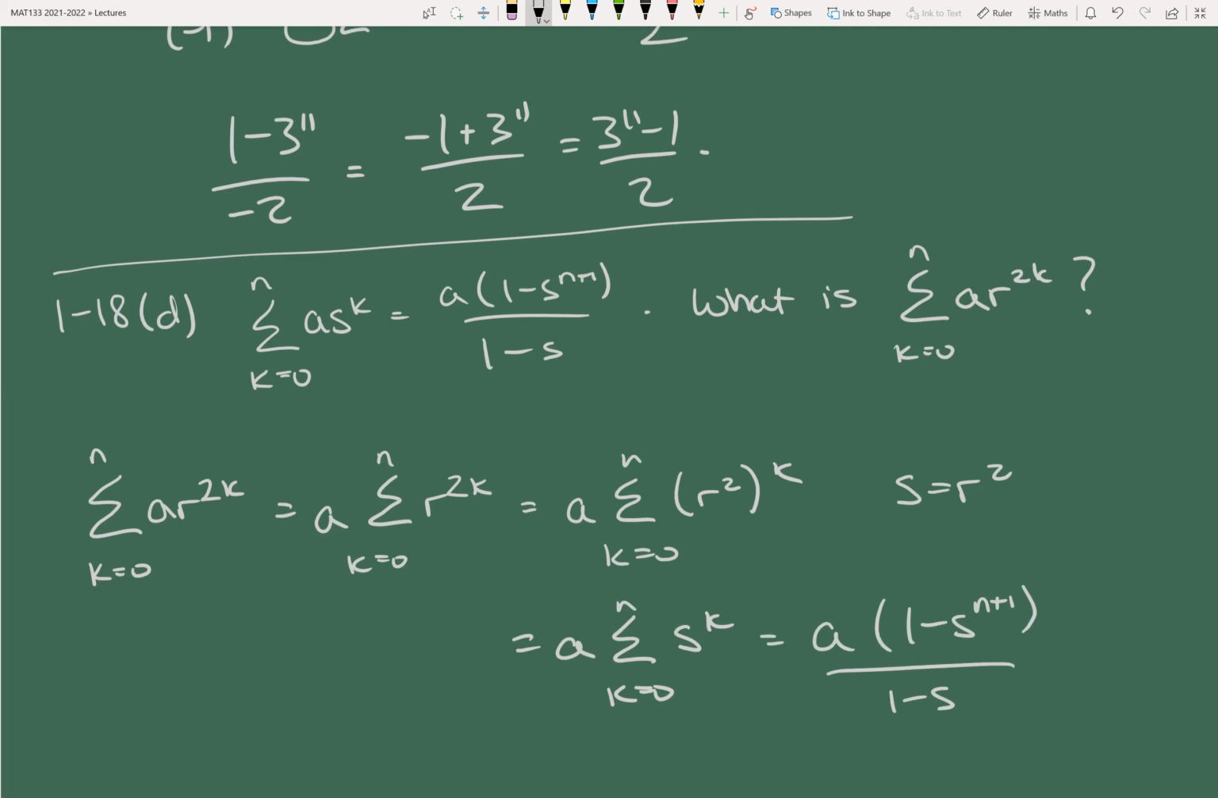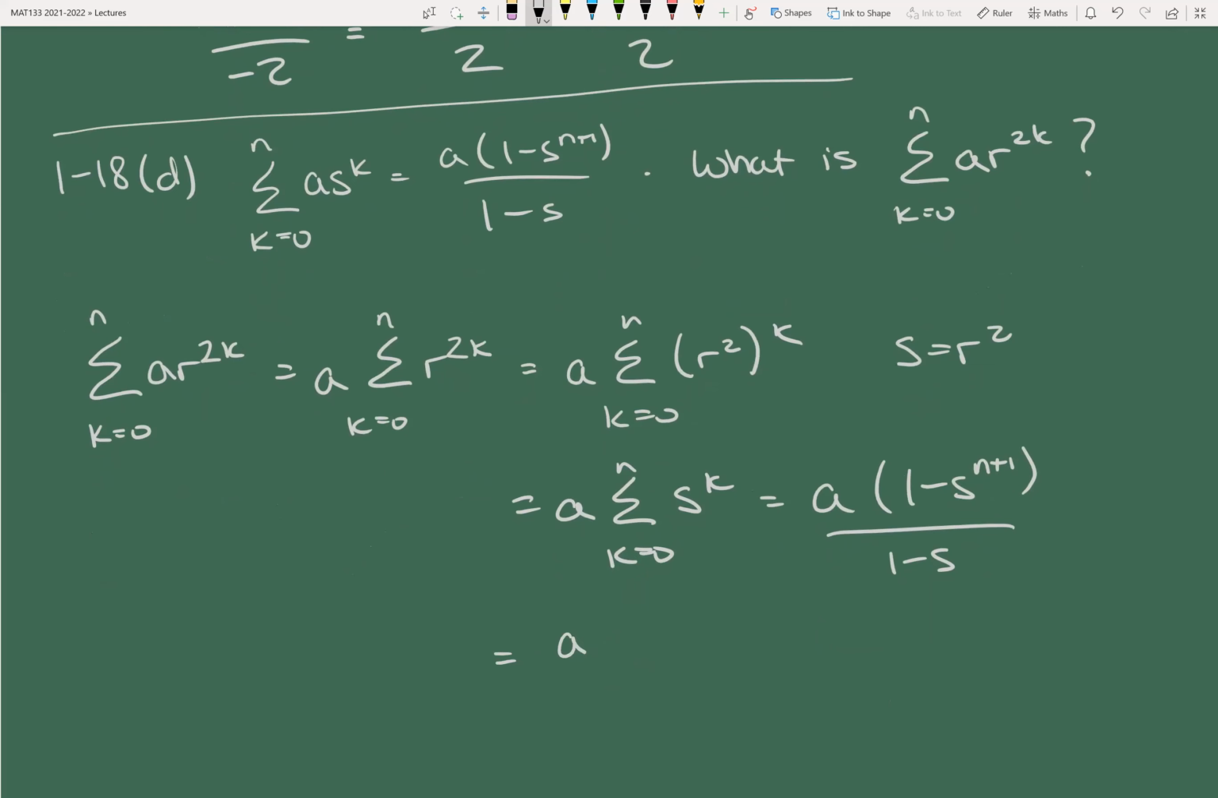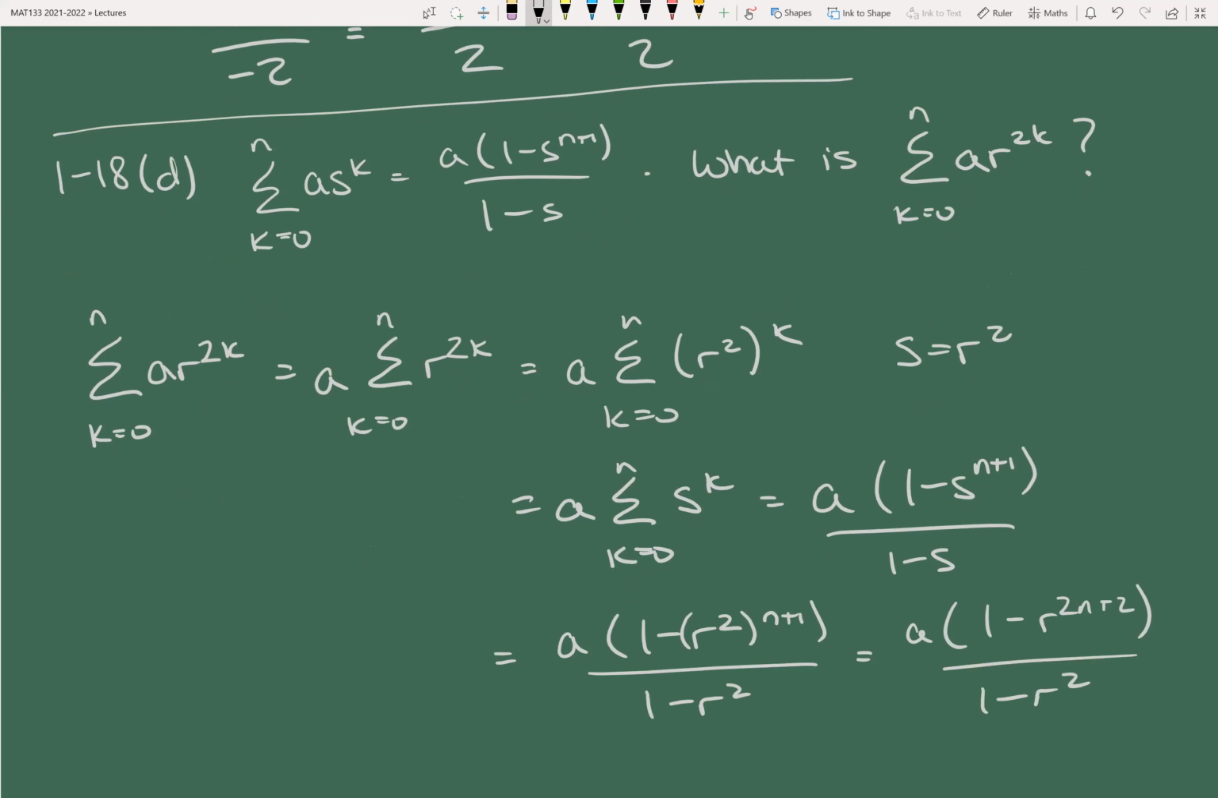But of course, we want our answer to be in terms of R, not in terms of S. So we're going to plug that back in. 1 minus R squared to the N plus 1, over 1 minus R squared. And we can do a little bit of simplification here. 1 minus R to the 2N plus 2 divided by 1 minus R squared. You can cancel a 1 minus R squared from this, but I wouldn't worry about it. You can factor an R squared out at the top, but again, don't worry about it. Okay, so does that make sense for 18D?